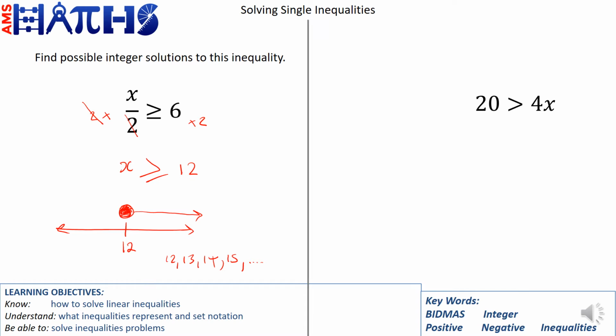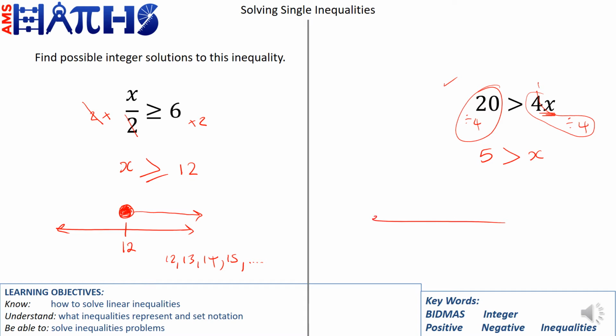Let's look at the question on the right. We have 20 is greater than 4x. Again, we're solving the inequality, so we need to find out what x is going to be. So 4 and x are being multiplied, so if we want x by itself, we divide both sides by 4. And so 20 divided by 4 is 5. Keep our inequality sign. 4 divided by 4 is 1, so we're left with 1x. So the values for x will be less than 5.